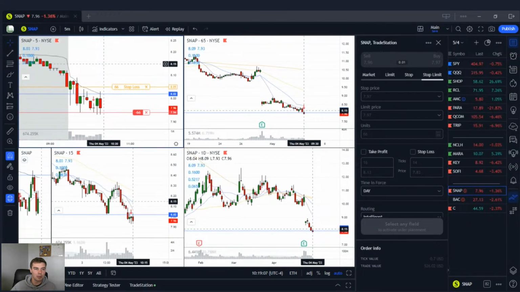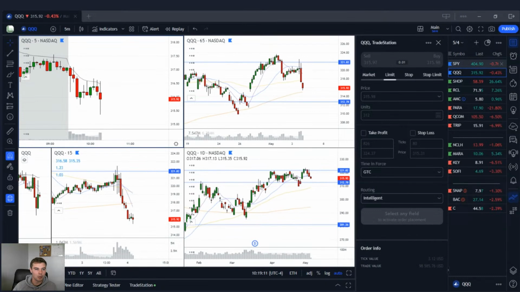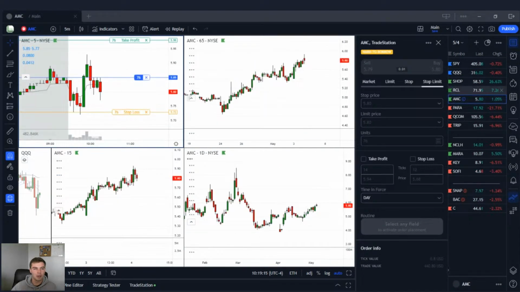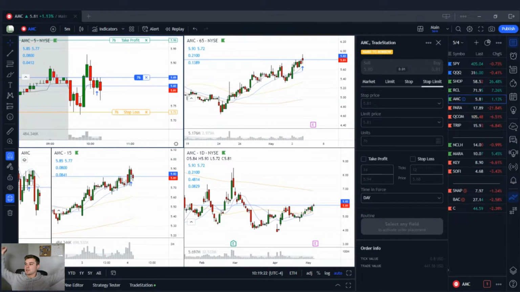Yeah, put in a pretty big bottoming tail on the SPY and the QQQ both. On volume too. AMC putting in a little bit of a bottoming tail as well here. So honestly, I'm feeling pretty solid about these positions, guys. Feeling pretty good. Got a little more protection on the Snap and the BAC.